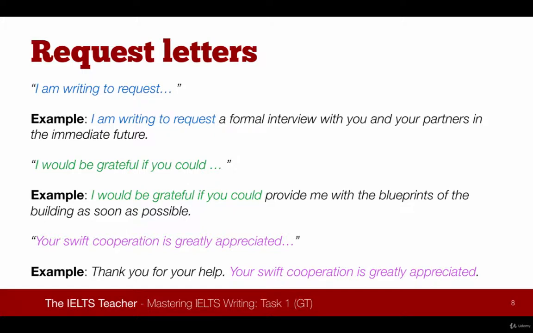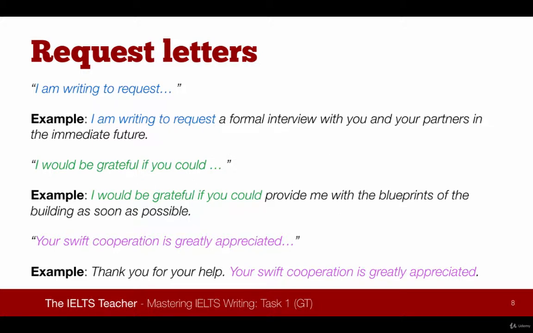I am writing to request. Notice it's not I am writing to ask. We try to move to more formal verbs when we're in formal letters. I am writing to request a formal interview with you and your partners in the immediate future. The immediate future, another really useful expression when dealing with formal letters.